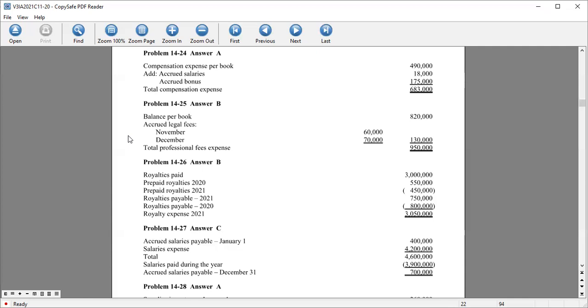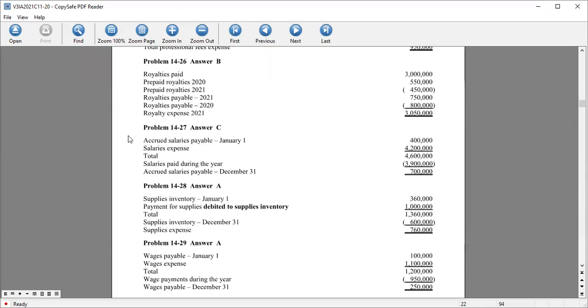Now the amount given is the royalties paid, but you are looking for the royalty expense for 2021. So the amount is 3,050,000. In some problems, you are given the expense and you are going to look for the amount paid. This time, the amount paid is given, you are asked for the expense. Now take note, it's either that you add or deduct the prepayments and the accruals.